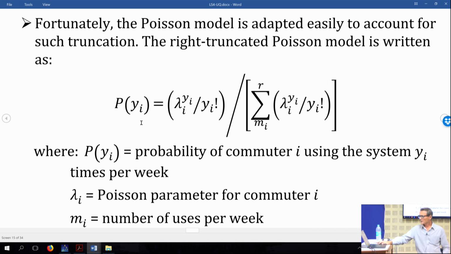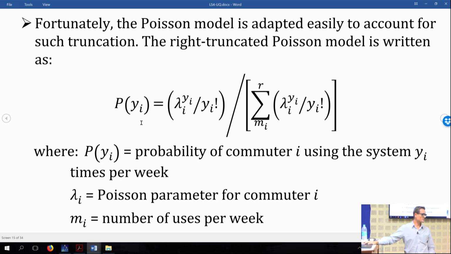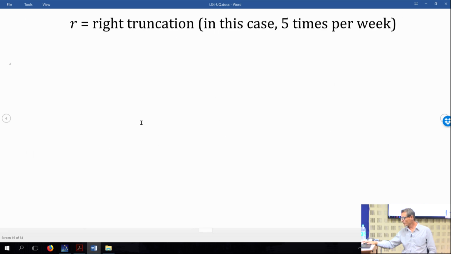So we can account for truncation. I'm not going to go through this in detail, and censoring. So there's some mathematics, some great, really smart statisticians have shown and done the math to figure out how to revise these models to deal with censoring and truncation. Thankfully for us.